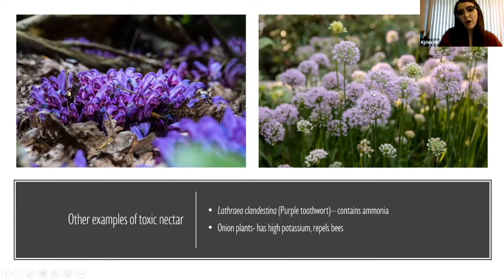And here we have onion plants, and their nectar has a very high level of potassium, and this consequently repels bees. Although I will say, I've seen these plants, and I've also seen bees on these plants. So while it repels bees, it doesn't necessarily always deter them.